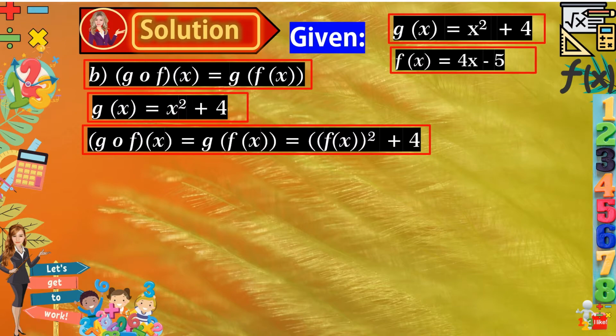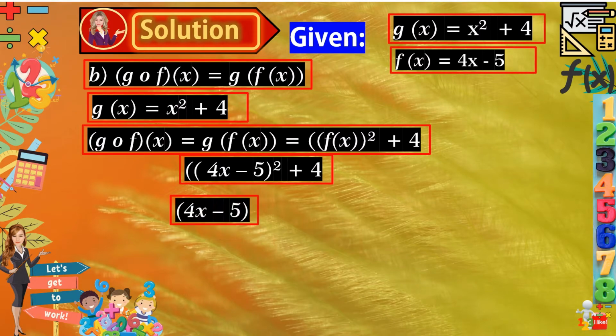The first thing that you need to do is copy the given value for g of x, and that is x squared plus 4. Then let us substitute or replace your x here by the given f of x, which is 4x minus 5. So the given now is the quantity 4x minus 5, squared, plus 4. Next, let us simplify using your knowledge about the FOIL method.